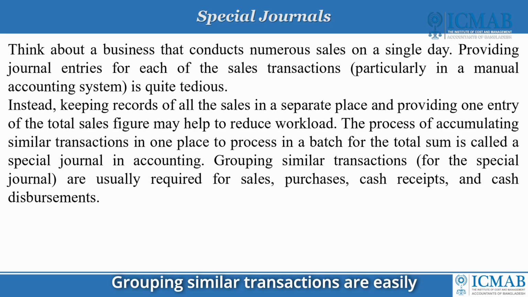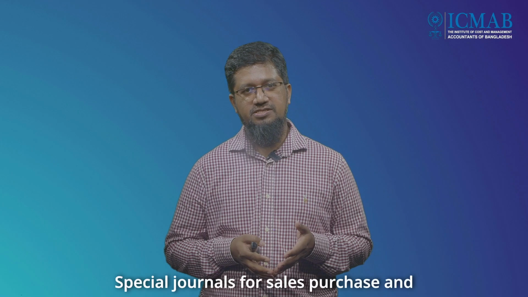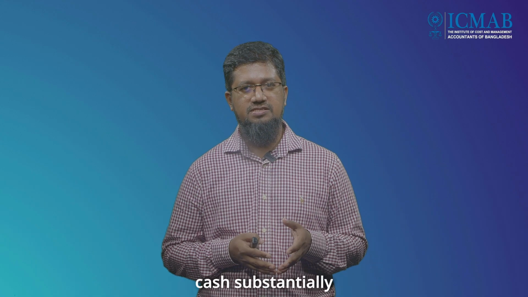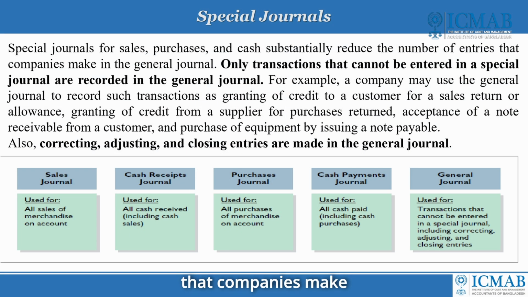Grouping similar transactions is usually required for sales, purchases, cash receipts, and cash disbursements. Special journals for sales, purchase, and cash substantially reduce the number of entries that companies make in the general journal. Only transactions that cannot be entered in a special journal are recorded in the general journal.